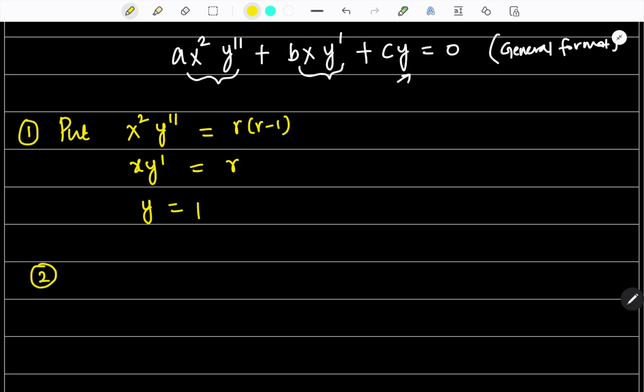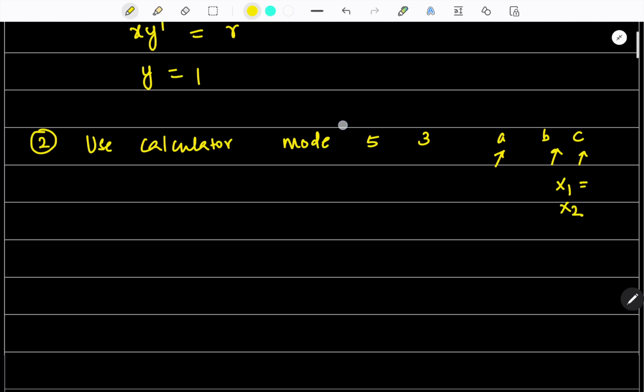Once you put this in, it is converted into a second order differential equation with constant coefficients. So what do you need to do? You need to use the calculator, right? When you use the calculator, use mode 5 and 3. It will ask for A, B, C, so you start giving the values A, B, C. Then you will get two roots, x1 and x2.